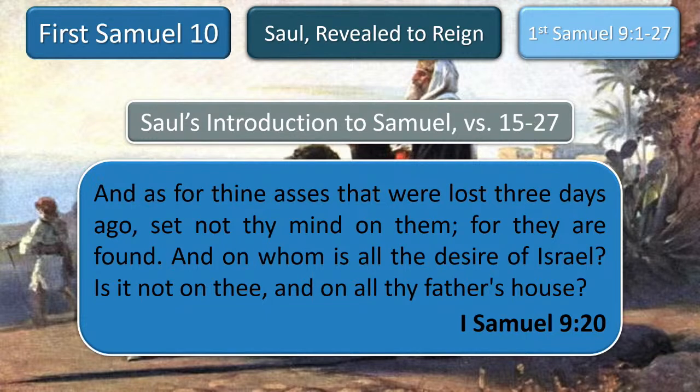Immediately, Saul tells him about things that he's never mentioned, things that are on his mind. But then that last sentence, or the two really, and on whom is all the desire of Israel. You know what he's saying here? Who does Israel want to be king? It's on you. They want you. Now, all Israel doesn't yet know him, but as he appears, they will want him.